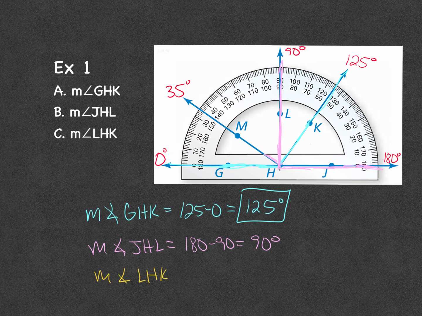What'd y'all get for measure of angle LHK? What is it? 35. 35, good. Because LHK is going to be the 125 minus the 90, right? Because LHK is L to HK, so it's the 125 minus 90. And it gives us 35 degrees.